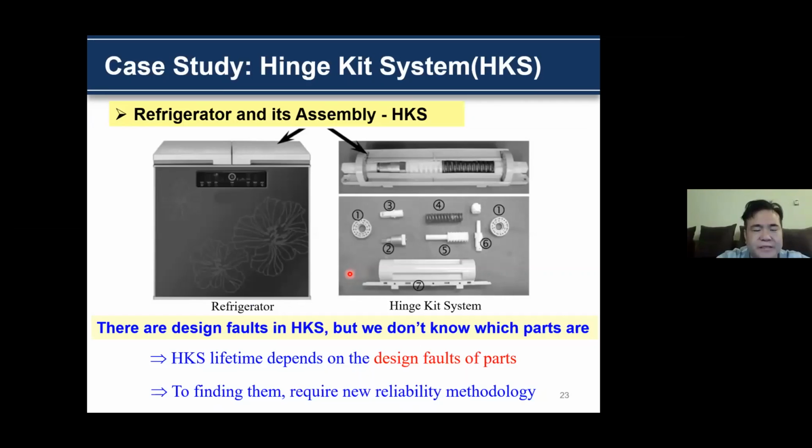I will give you another case study. This is a refrigerator and one of its systems, the hinge kit system. It consists of a lot of different parts: a hinge cover, oil damper, and the housing. There are design faults in the hinge kit system. We don't know which part is at fault. Hinge kit system lifetime depends on the design of the parts. To find them, it requires the new reliability methodology.